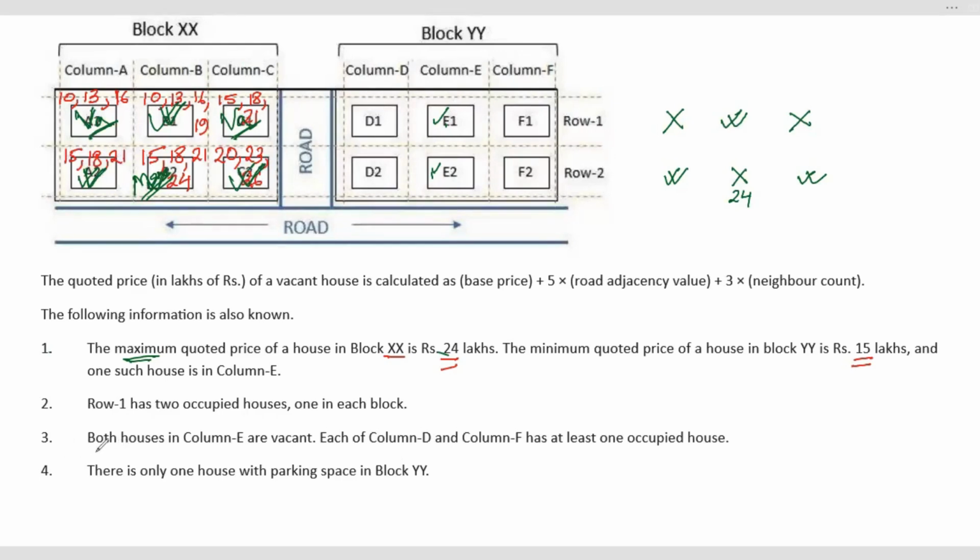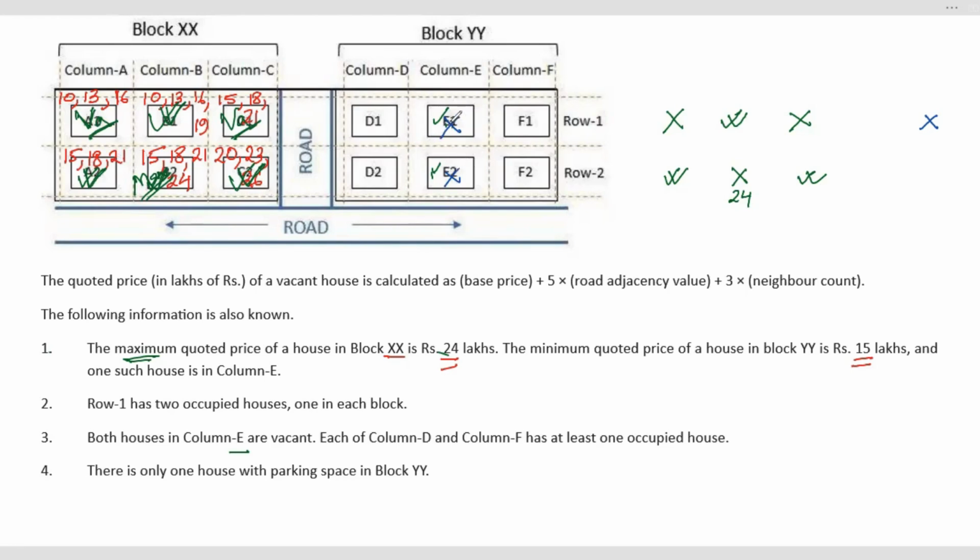Now point number 3. Both houses in column E are vacant. So it is actually both are vacant, meaning not present. Both houses in column E are vacant. Each of column D and F has at least one occupied house. One occupied house. Also 15 is the value, which means that would be vacant.